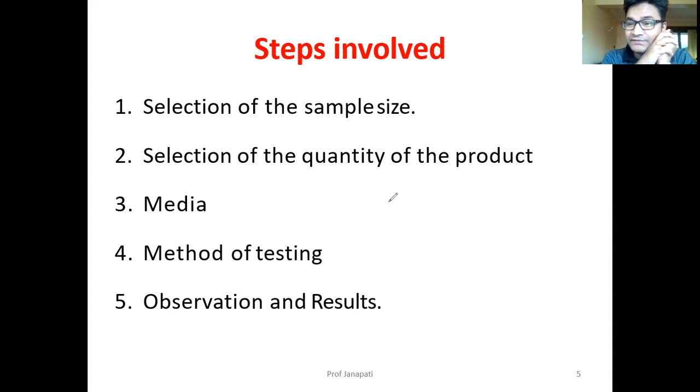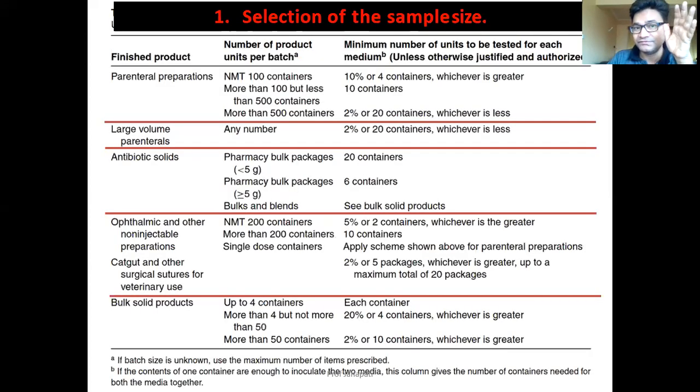Then the method of testing. There are 2 methods of how to test. Then finally, we are going to learn about observation and results. So this is, in a nutshell, what we are going to learn. There are 5 steps involved. So the first one, you can see it.